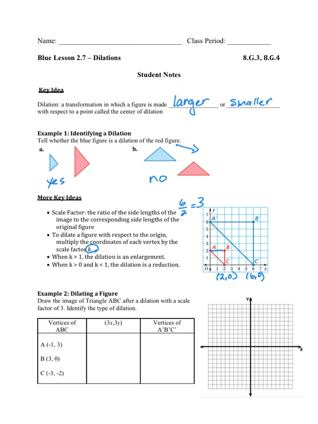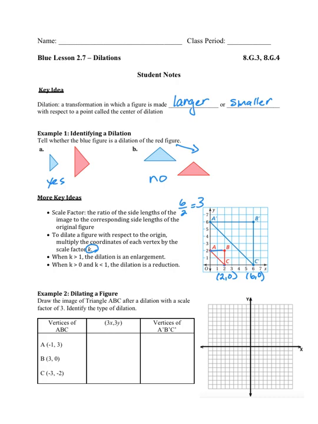Now notice that in our example, the scale factor, or the k value, was 3, and when the k value, or that scale factor, is greater than 1, the dilation is an enlargement. It's bigger than the original. When k is greater than 0 but less than 1, the dilation will be a reduction. It'll be smaller than the original.